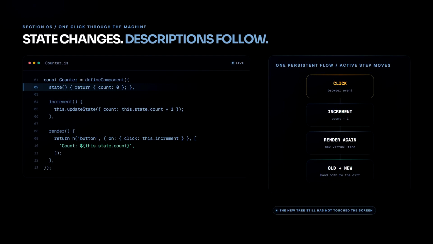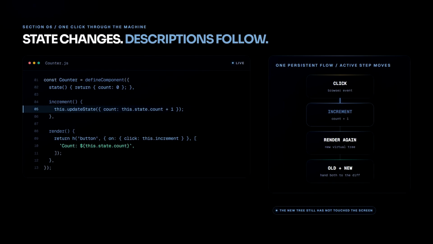Now, let's move on to state. A component is just a bundle: some data, and a render function that turns that data into those virtual trees. Read what render is saying. Give me a count, I am a button that shows it. It doesn't touch the screen, it just describes the view. So, let's follow one single click all the way through.